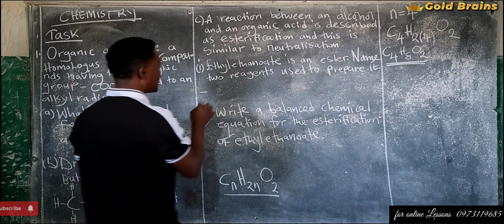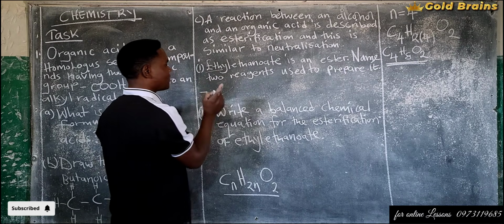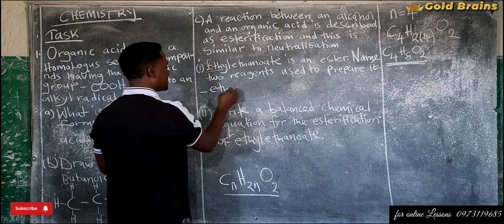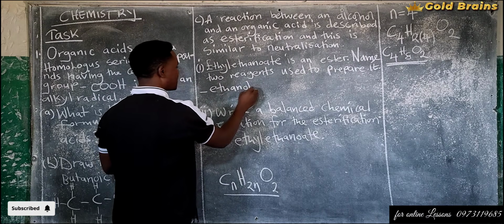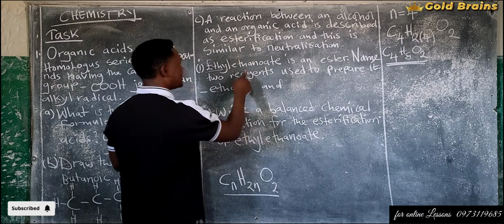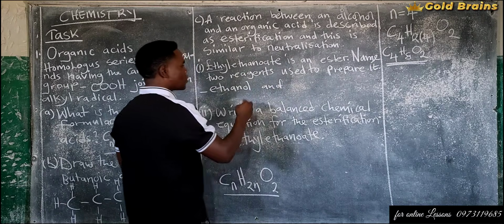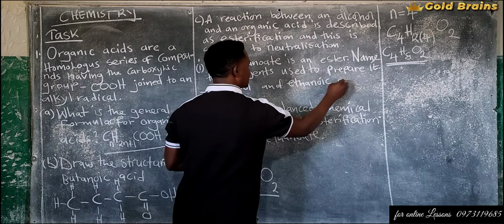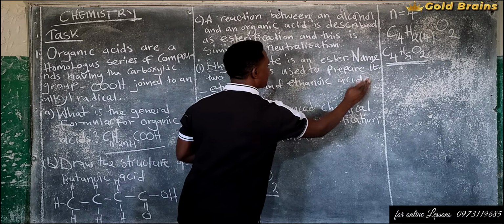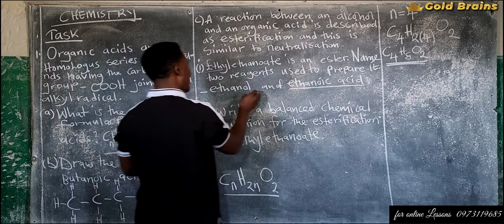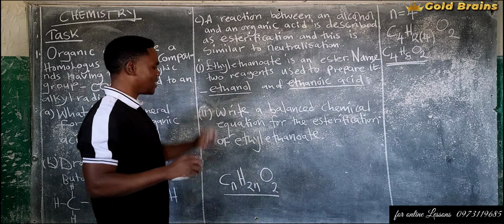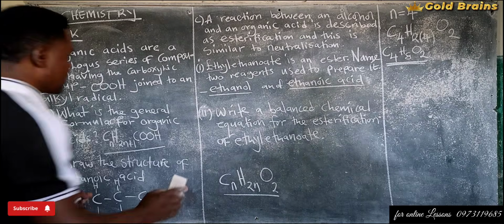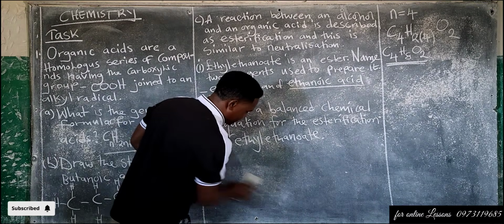So the first one is going to be our alcohol, which is the ethanol. And the carboxylic part here is the ethanoate, so we can just say ethanoic acid. So these 2 are the main reactants, the main reagents used in this main reaction here. Okay, so let me wrap this part so we can answer the next question properly.